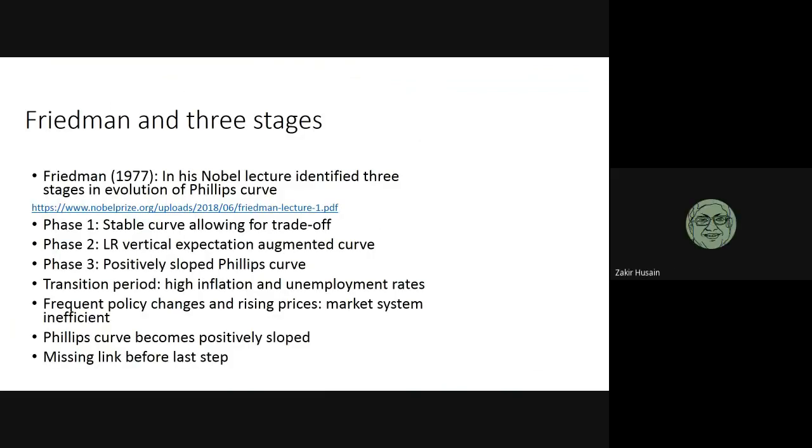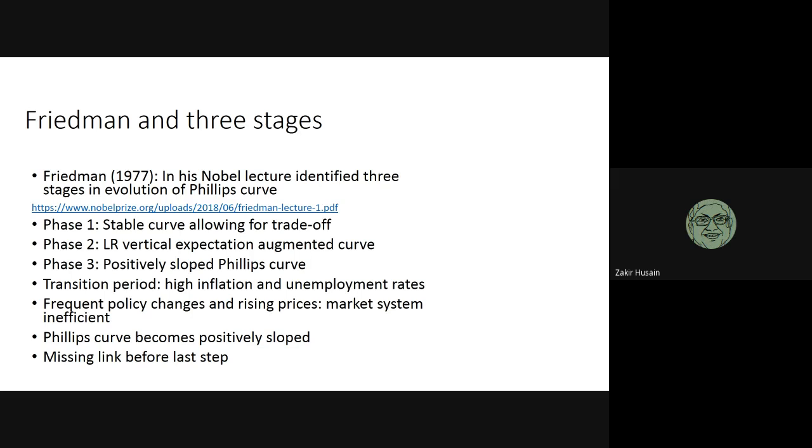Okay, so it's almost the end of the lecture. Just a few sidelines. Friedman was the main proponent behind the long-run Phillips curve. When he got the Nobel Prize in 1977, you can read his lecture on this link.